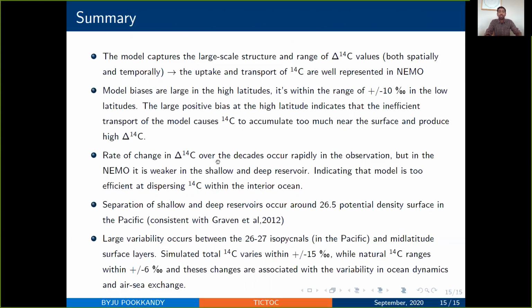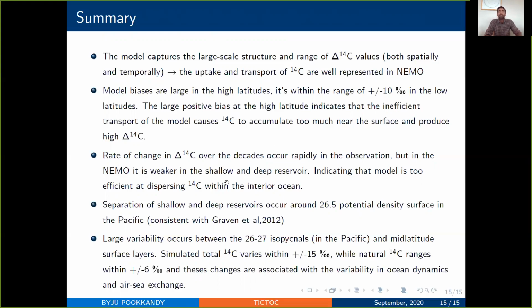The rate of change of C14 over the decades occurs rapidly in the observation, but in NEMO it is weaker in the shallow and deep reservoir, indicating that the model is too efficient in dispersing C14 within the interior ocean. And the separation of shallow and deep reservoirs occurs around the 26.5 potential density surface in the Pacific, as shown in previous studies. However, it has shifted to higher densities in recent decades.